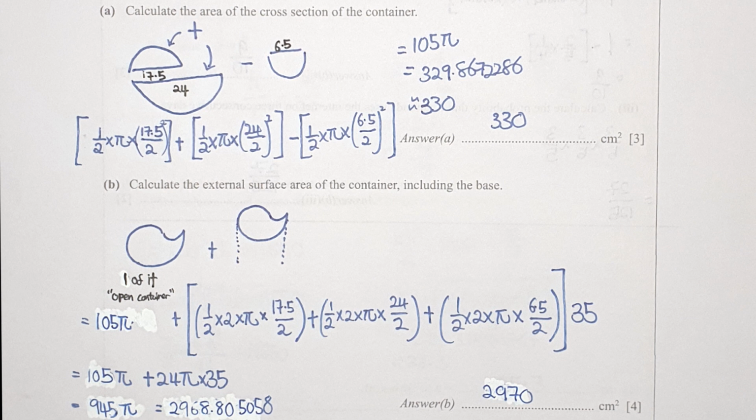So repeat the same for the changes in radius. Do take note that for semicircle, we are required to multiply 1 over 2 into the formula. So after the calculation, you actually get 945 pi, which translates into 2970 cm squared.